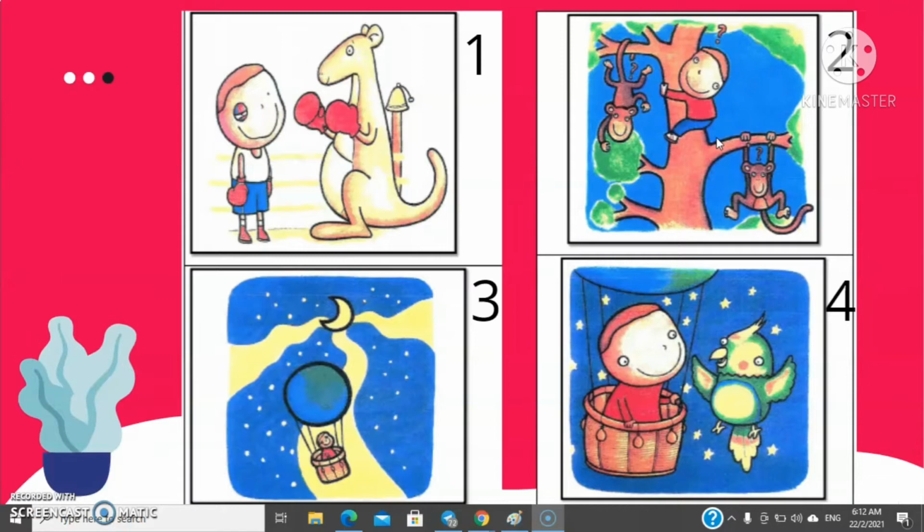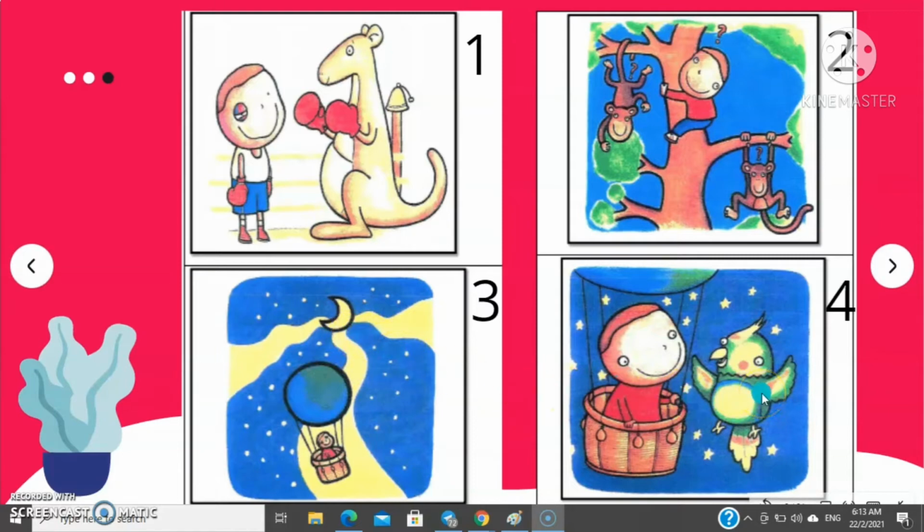What animal is in the picture? Yes, monkey. There are 2 monkeys in the picture. So what is the boy doing? He climbed a monkey puzzle tree. Yes, correct. Picture number 3. What is the boy doing? The boy floated on a moonbeam until he reached the moon. So this is the moon.